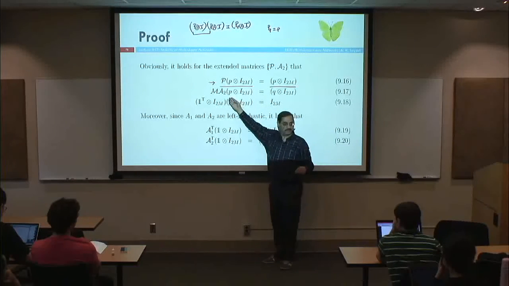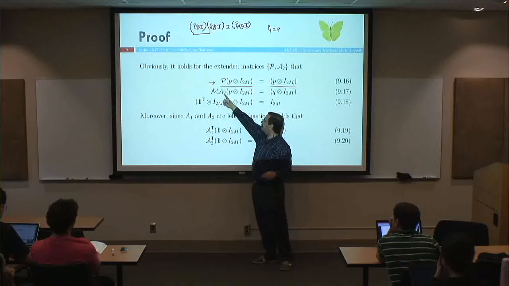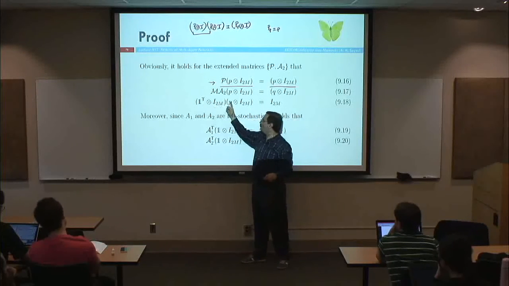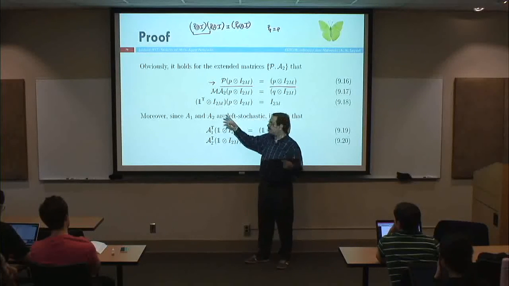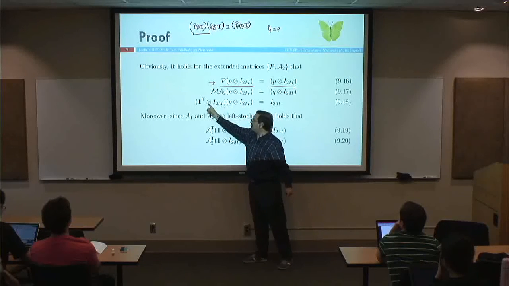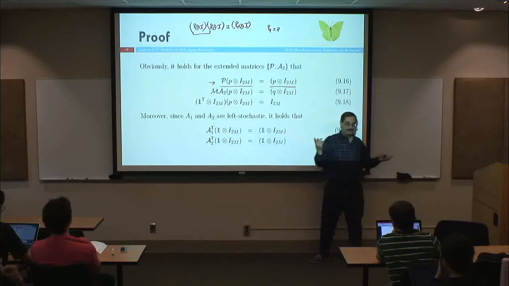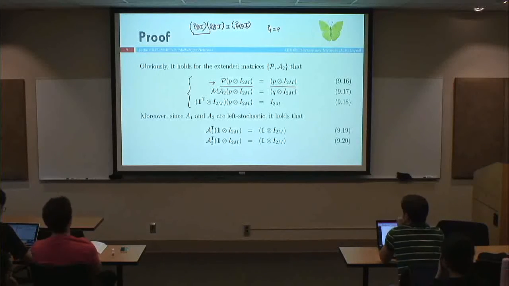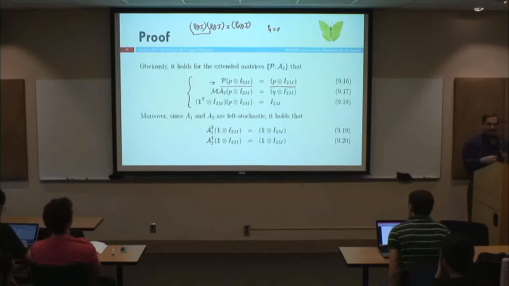Just use the properties of Kronecker products. You will see that this is that. And then remember, 1 transpose P is 1. So if you write it for 1 transpose Kronecker I, P Kronecker I, this is 1 Kronecker I, which gives you I. So I just wrote these relations which we know in the extended domain because we will need it.